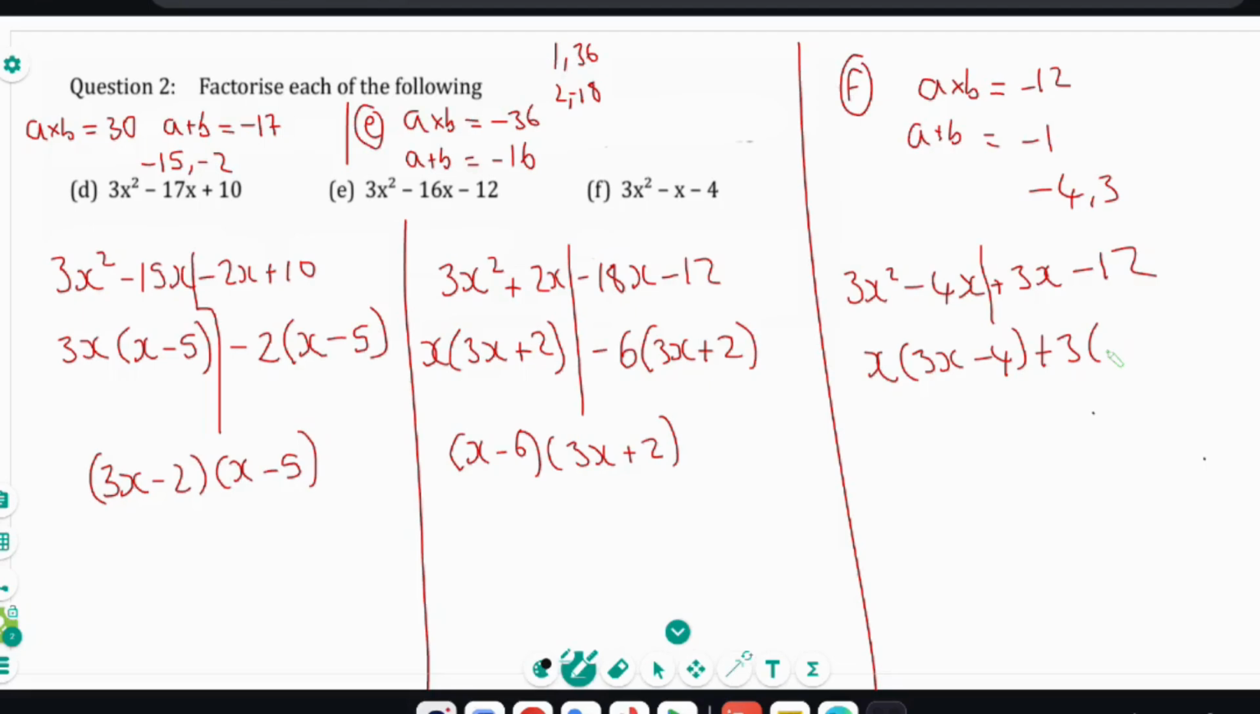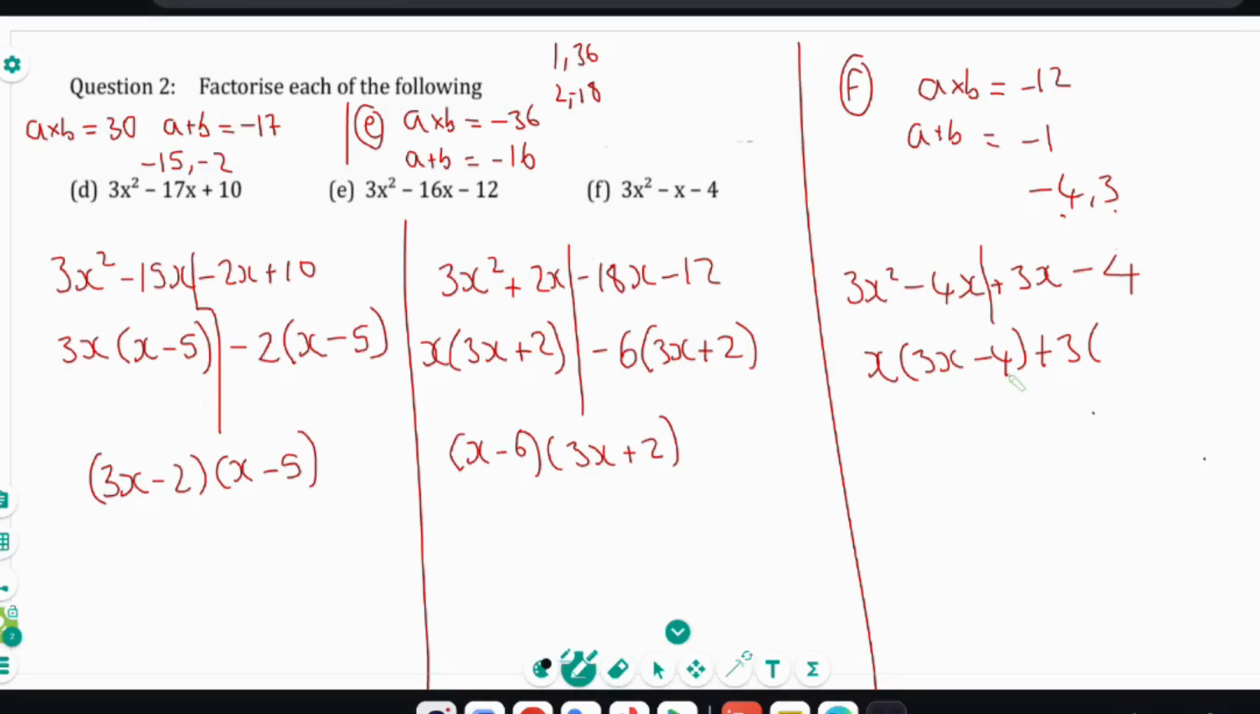Something's not right here. Let's see. So 3 times negative 4 is negative 12. Add to give negative 1. Yeah, it's minus 4 and 3. Minus 4 times 3 is minus 12. Yes. 3x squared minus 4x. Minus 4x plus 3x is minus x. Aha, because it's not minus 12, is it? Well done if you spotted that before me. Minus 4.